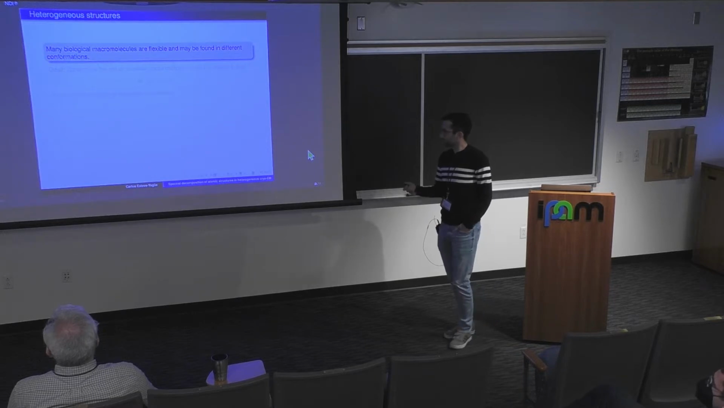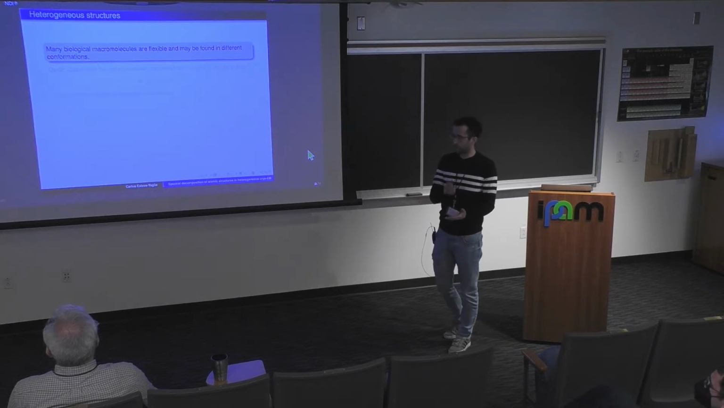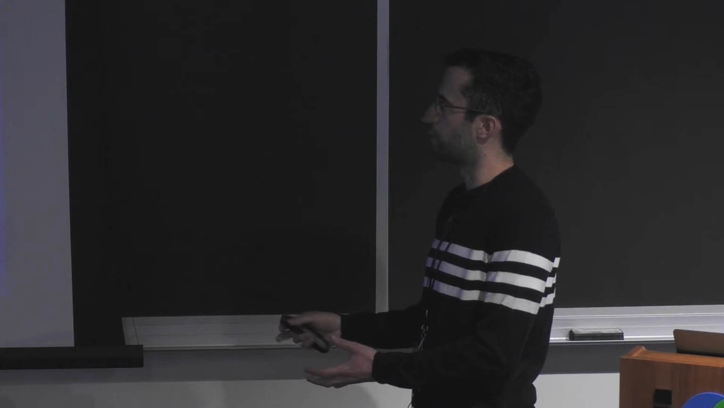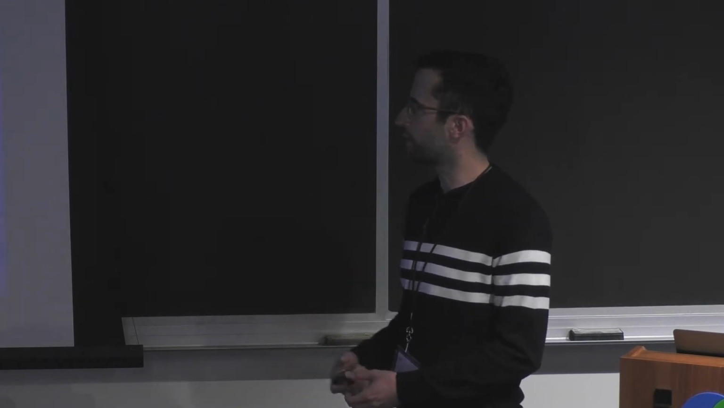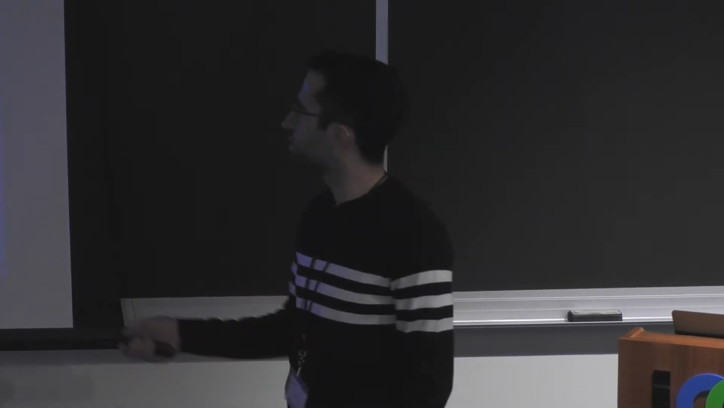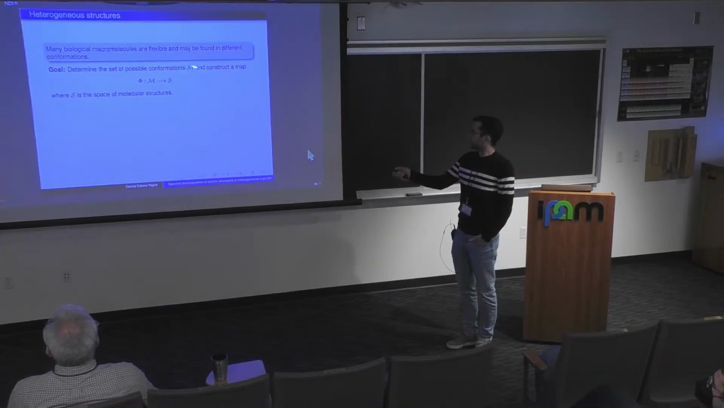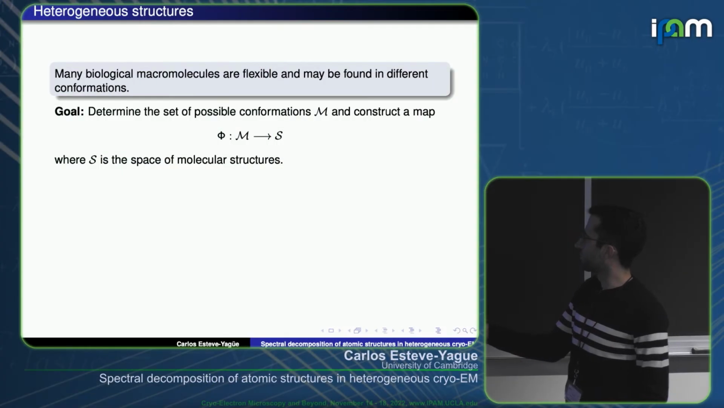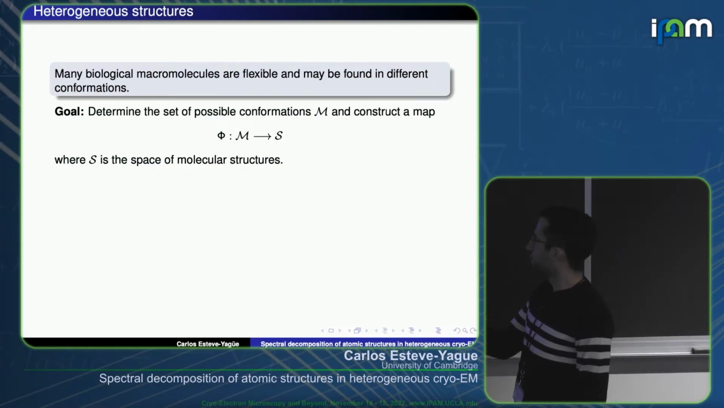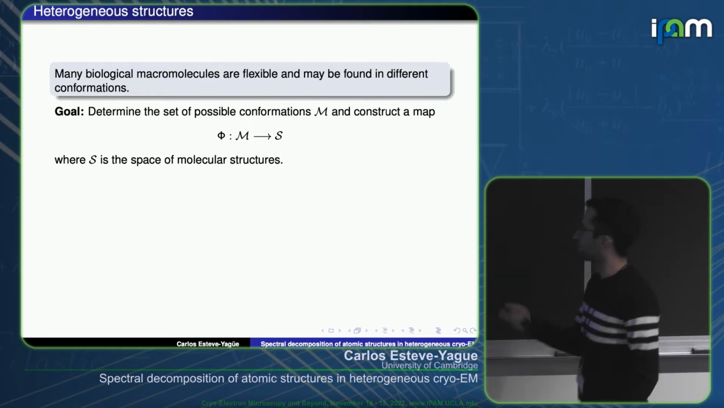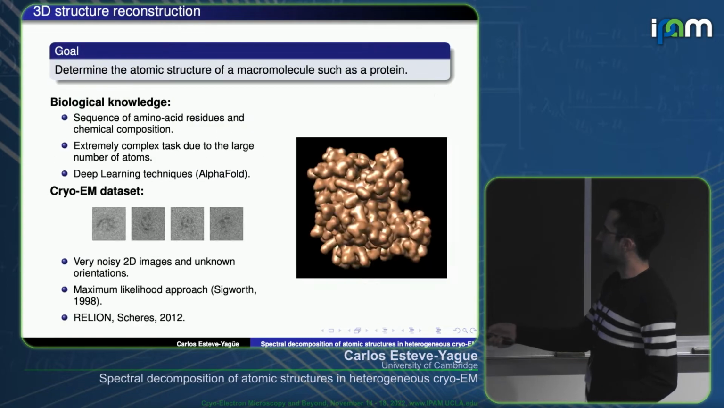The good thing in cryo-EM is that in every image there is a different conformation, so we can use this data set to recover this heterogeneous structure. So at the end, what we want is to determine the set of possible conformations, like the structure of the set, and then we want to construct a map which associates to every point in the conformation space the corresponding structure, like this thing.